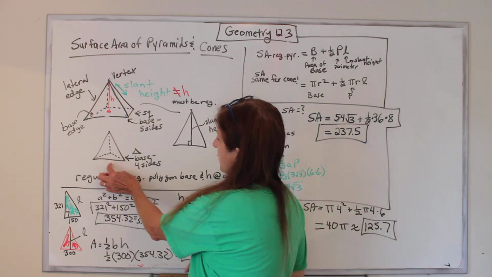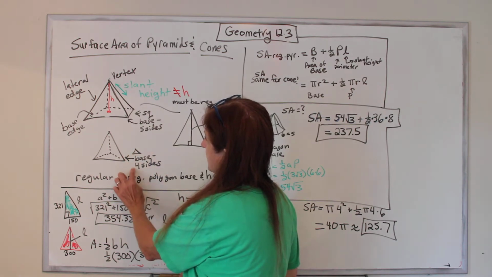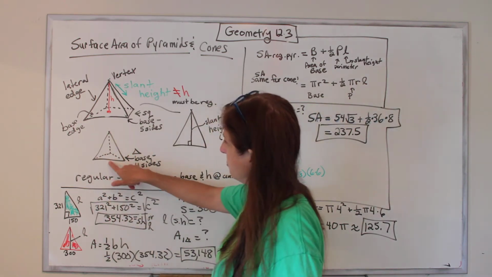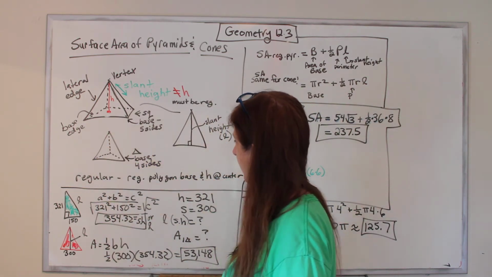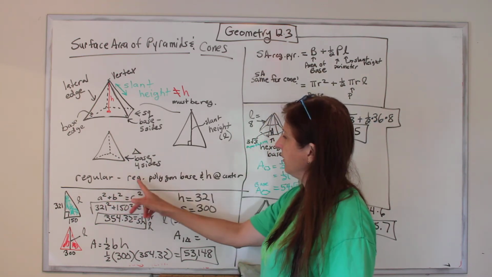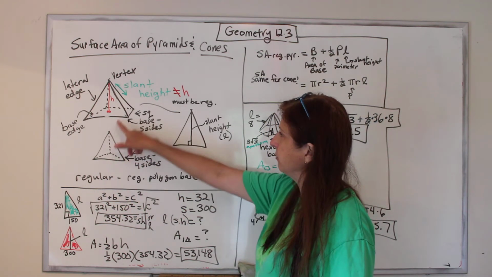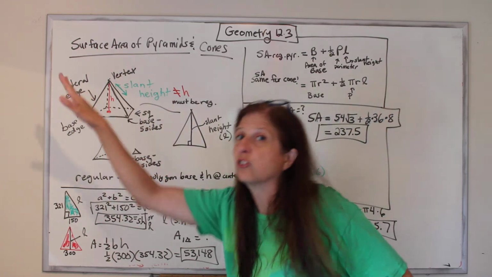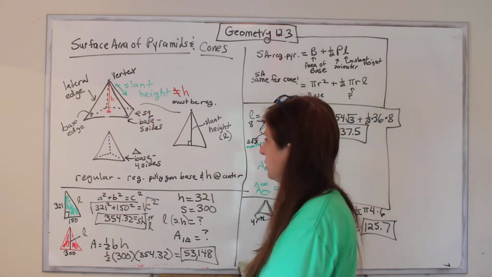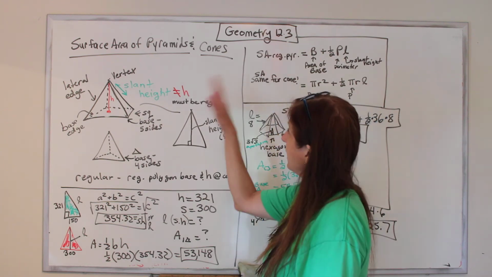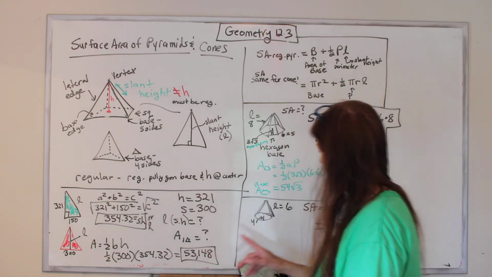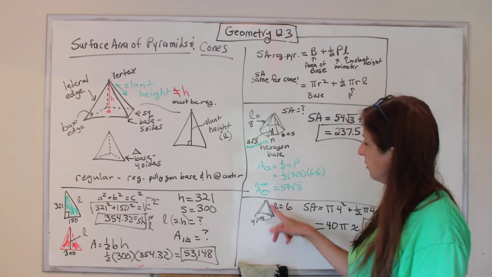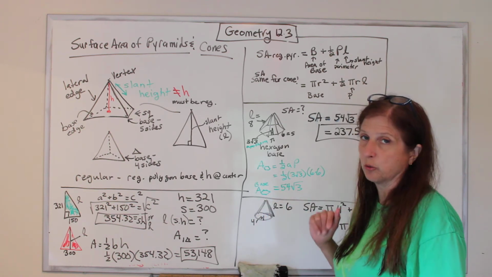Okay? So this one has a triangle base, and it's got 4 sides, the bottom and the 3 lateral sides. It's regular if it's a regular polygon base, meaning all the sides are the same, and the height is in the center. It's not skewed over some way, like someone pushed it. Okay, so that's our basic thing. Oh, and a cone is like an ice cream cone. It's smooth all the way around with a circular base.